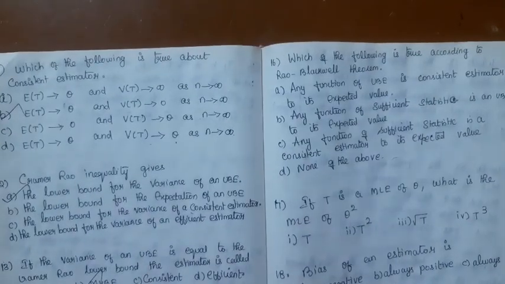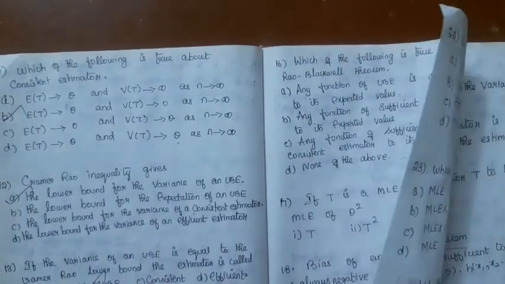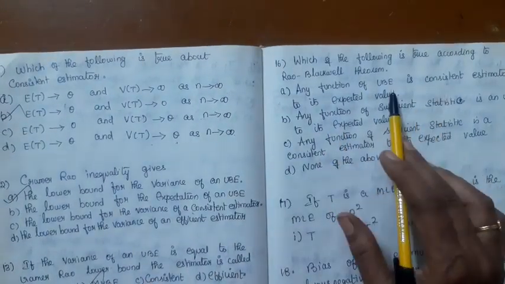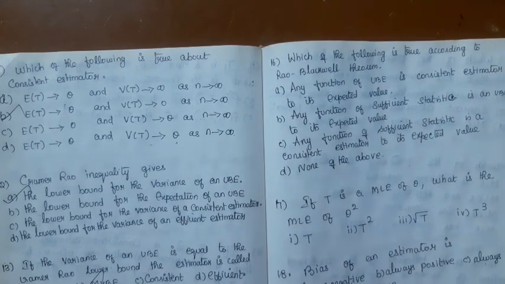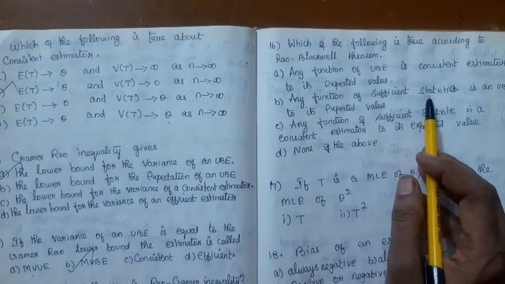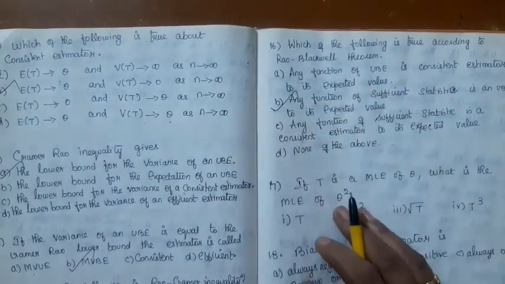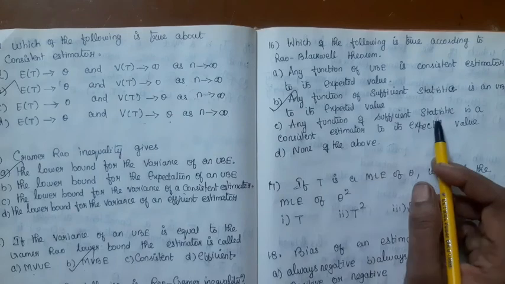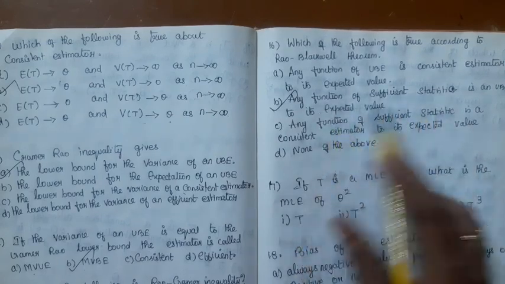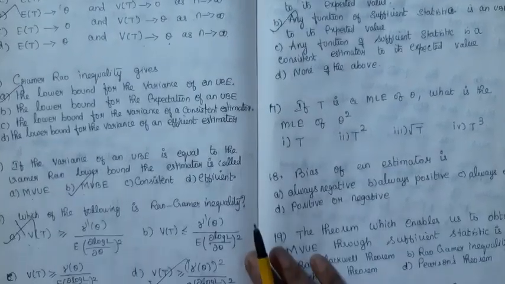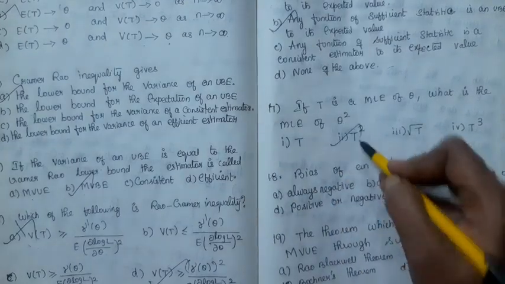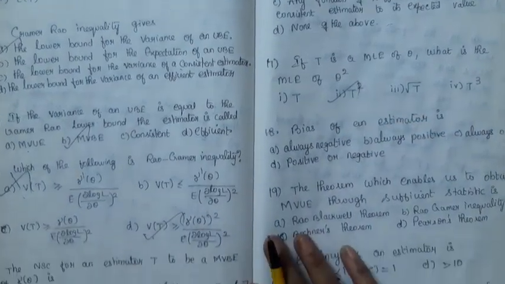Next. Which of the following is true according to the Blackwell theorem? Any function of an unbiased estimator is a consistent estimator of its expected value? No. Any function of a sufficient statistic is an unbiased estimator of its expected value. Any function of a sufficient statistic is a consistent estimator? No. Option B is correct. Fine. If T is the MLE of theta, what is the MLE of theta square? T square, because MLE has the invariance property.